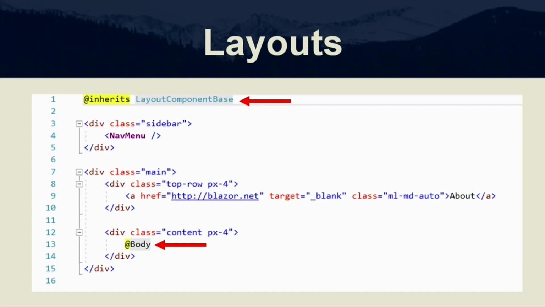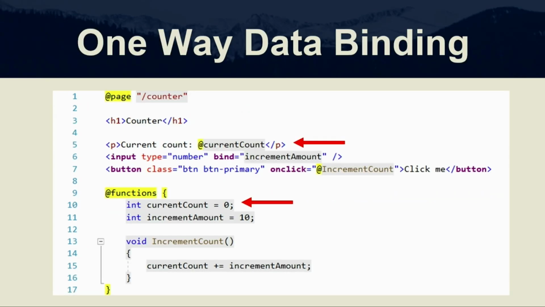One-way data binding. I'd say all frameworks today support at least one-way data binding. The concept here is you declare variables in your function block, and then you reference them in your Razor code by using an @ syntax. That will actually render the value of that particular variable in the output when it's output.